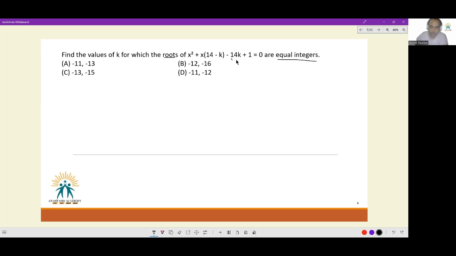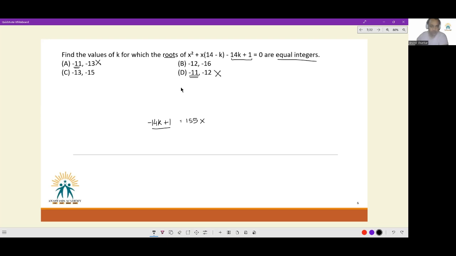So I'm simply checking. See, the product of roots here is minus 14k plus 1. So I'm putting down values from the options and checking where do I get a perfect square. So if it is 14 into 11, minus 14 into minus 11, I get 154 plus 1, it becomes 155. I see this is not a perfect square. 155 is not a perfect square. So at this time, I can rule out option A, and I can also rule out option D.